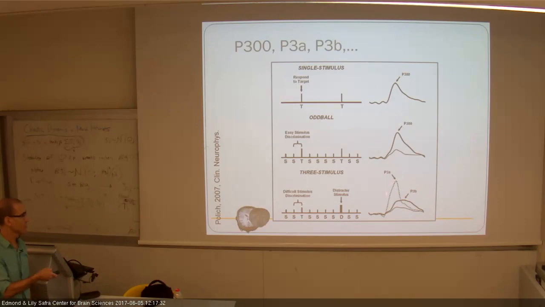So the P3A is considered to be an orienting response. Something happened that I need to take care of. Maybe it requires my attention. Okay, so it's an orienting response, and some people call it the novelty P3A, or novelty P3. And the target response, the oddball, that's a big question. What exactly are we seeing? Why do we see this big response?